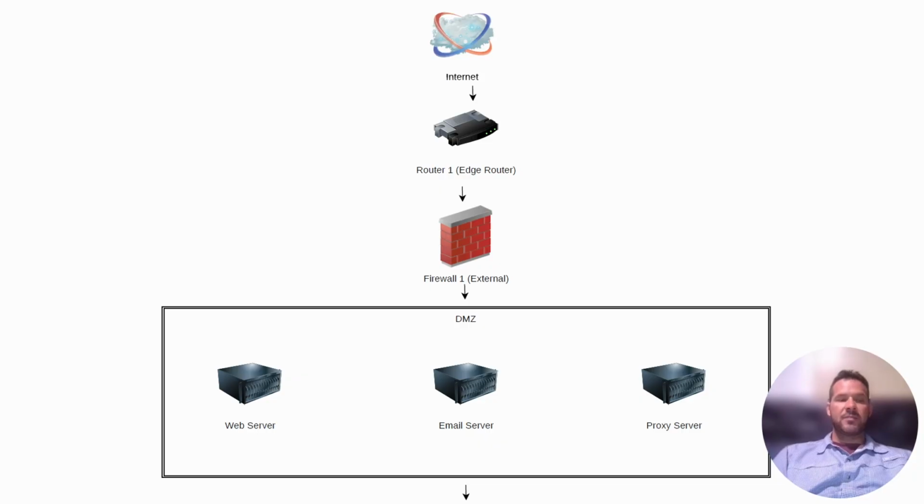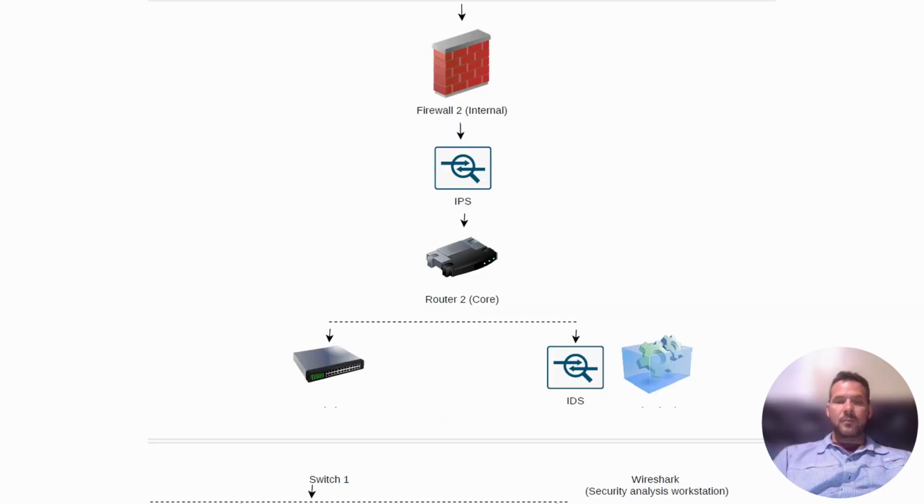The DMZ contains publicly accessible systems, including email server, web server, and proxy servers. These systems must interact with external users, but they're isolated from the internal network to reduce risk. If a DMZ system is compromised, the attacker cannot directly access internal resources. The traffic then passes to Firewall 2, the internal firewall. This provides an additional layer of protection between the DMZ and the internal network, ensuring that only trusted and inspected traffic can move further into the organization.